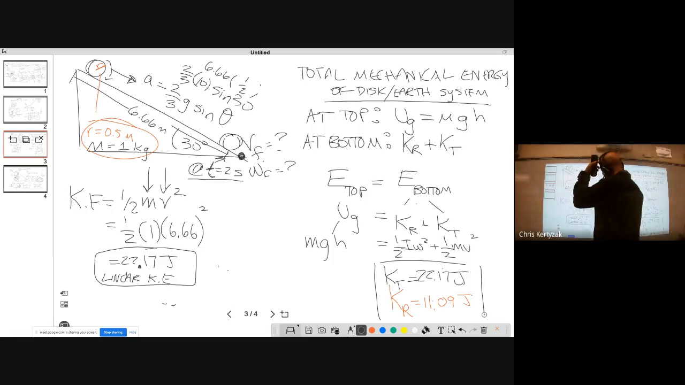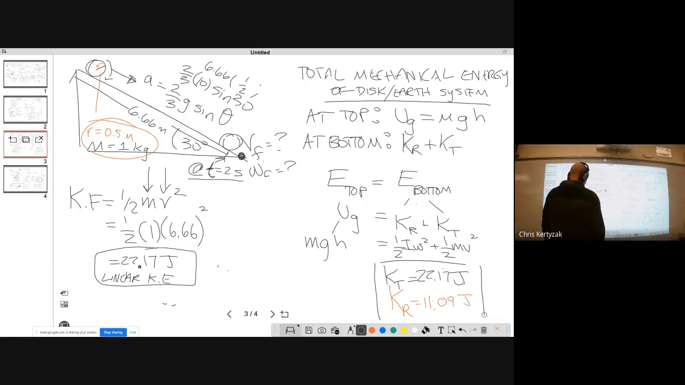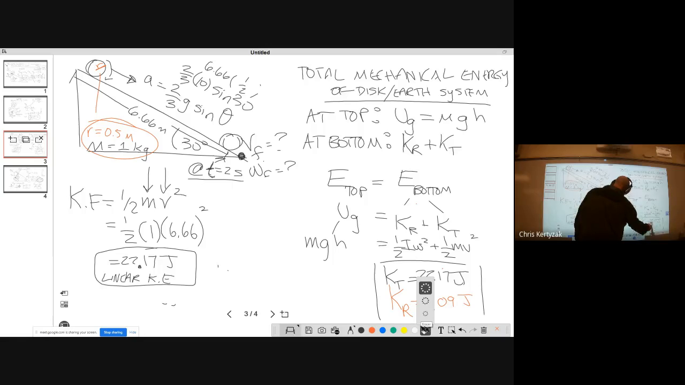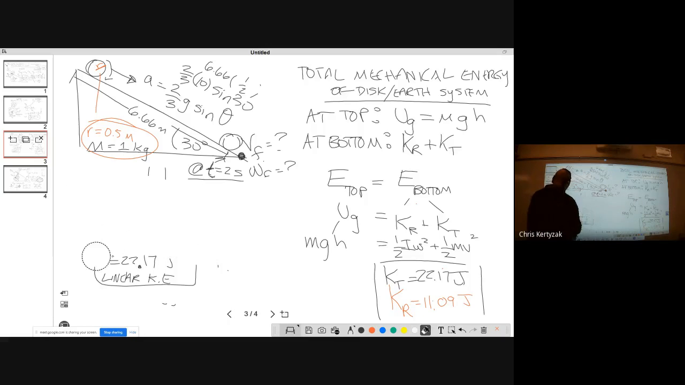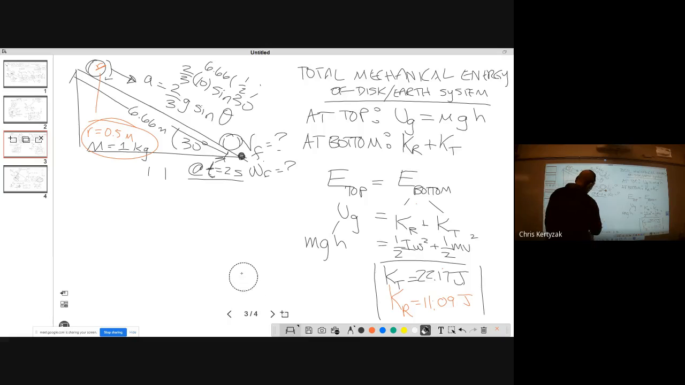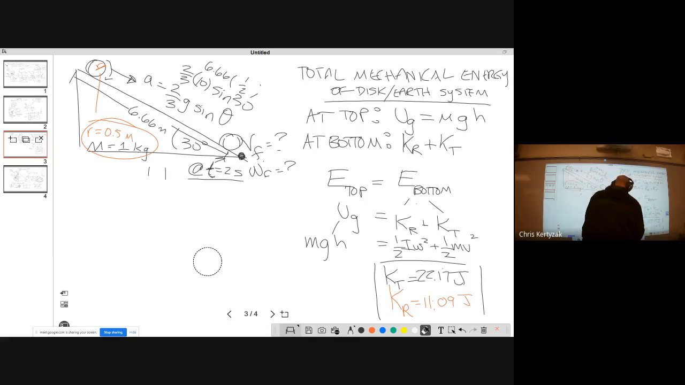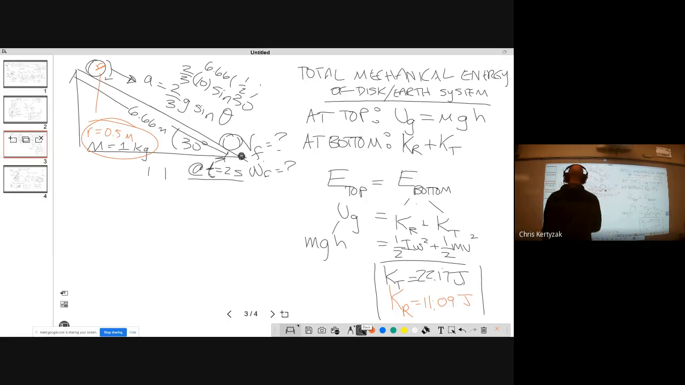Let's see if it will come out that way. It'll be a jump for joy if it does. I hope so. I mean, I can't make any promises. Sometimes, one little mistake that I make, and I make mistakes sometimes. If I did make no mistakes, mgh should be, in fact, 33.26 joules. Let's check. We know that the length of the ramp is 6.66 meters.